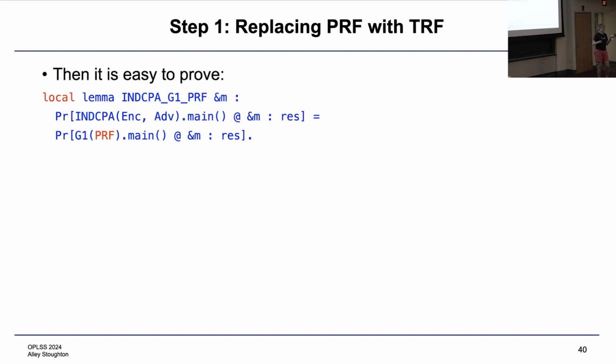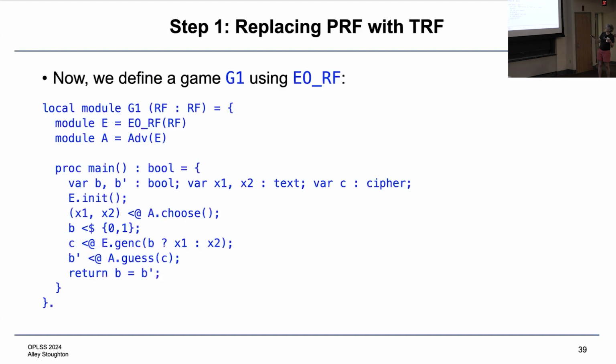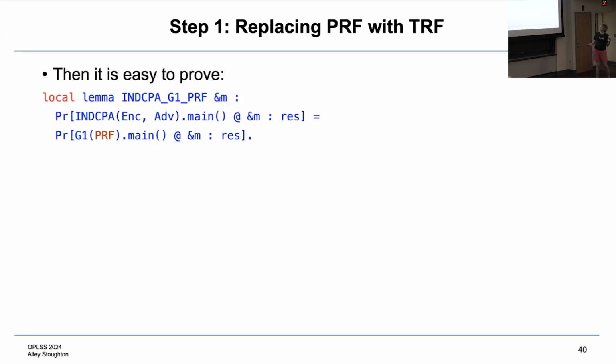So all we've done when we get to here is we are now using this game G1, which is parameterized by an RF, but so far it's just the PRF, like that. So we get to here. But now what we'd like to do, yes?